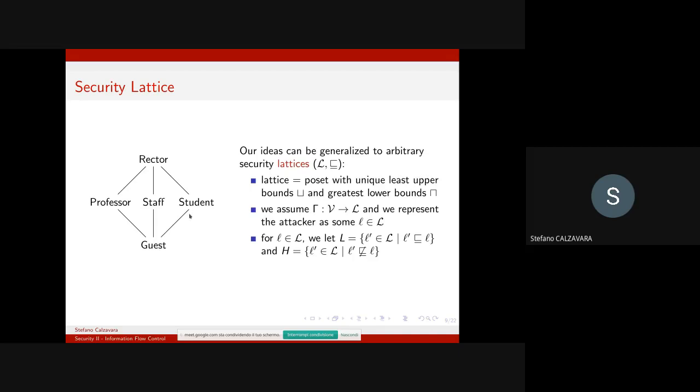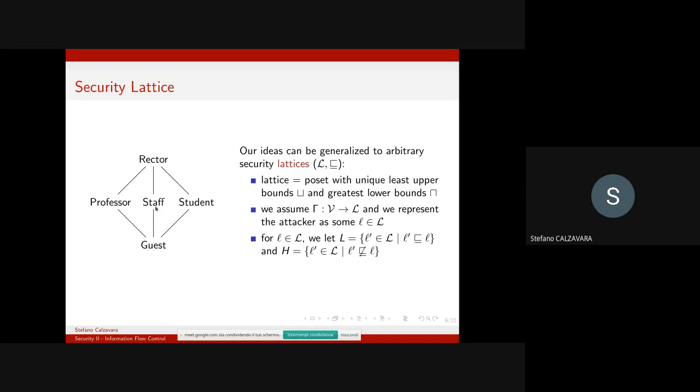where we have a unique least upper bound and greatest lower bound operation. What do I mean by least upper bound and greatest lower bound? It means that for any pair of points I pick in the lattice, I'm able to find essentially one point which is on top of that and one point which is below that. And this is respectively the least one or the greatest one.